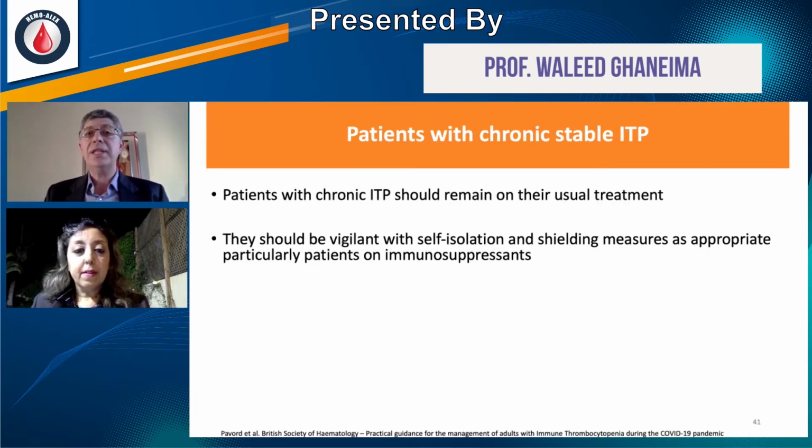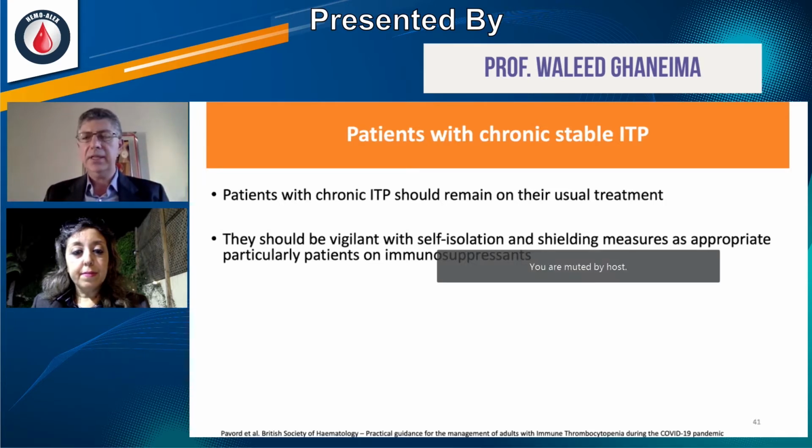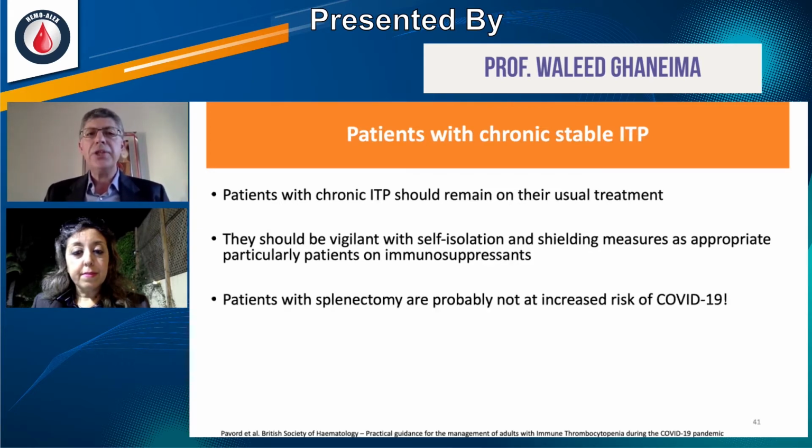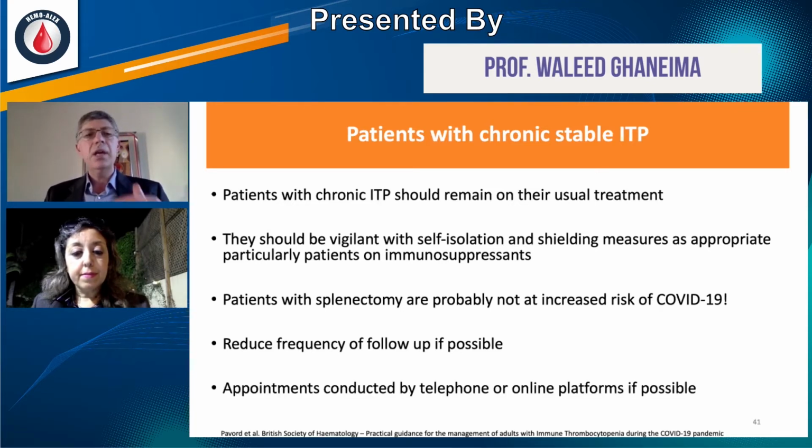How about a patient with stable disease? A patient with chronic ITP, stable on treatment, not a COVID-19 patient: remain on the same treatment, don't make any change. Patients with splenectomy are probably not at an increased risk of COVID-19. We don't know, but we believe they are not at increased risk. Reduce the frequency of follow-up if possible. Appointments can be conducted by telephone or online platforms if possible.